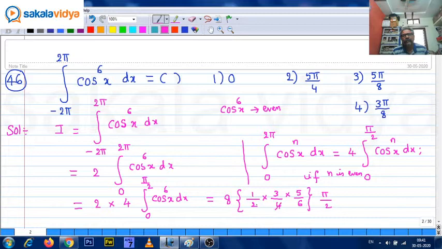So 4 into 2 is 8, 8 cancels. Actually we have 3 1 ja, 3 2 ja. We have 5 pi upon 4. So the second option is the right option.